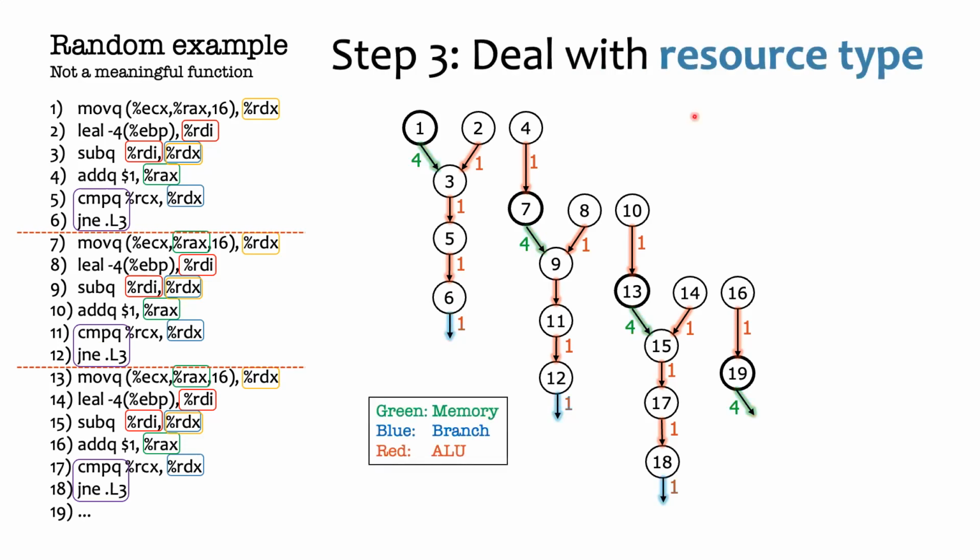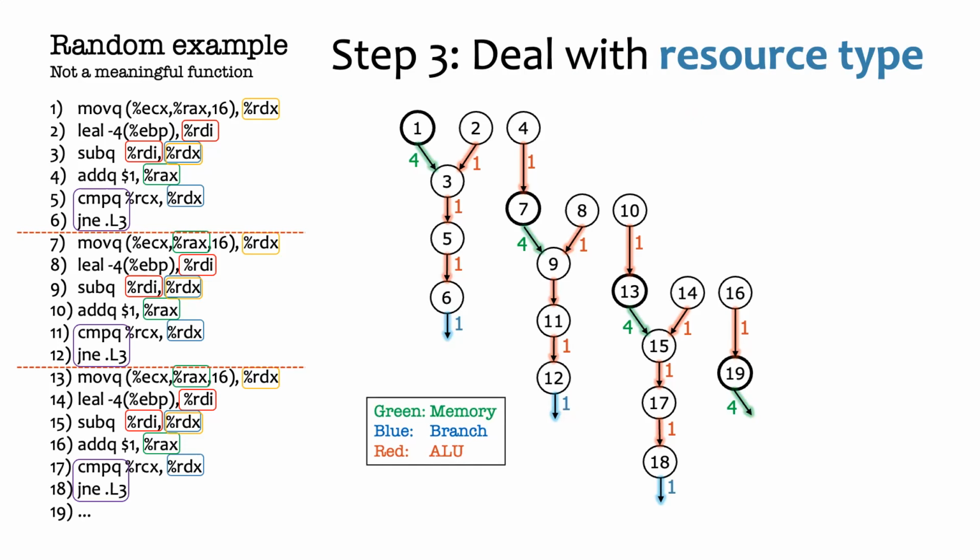And then the next information that I can find from the code is the resource type, right? Each instruction or each operation is using a different type of resource. Some of them are using the memory, like this one with a green edge. The one with the red edge are ALU operations. 6, 12, 18, those are branches. So they're using the branch unit.